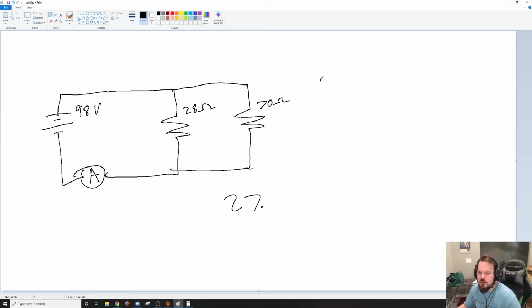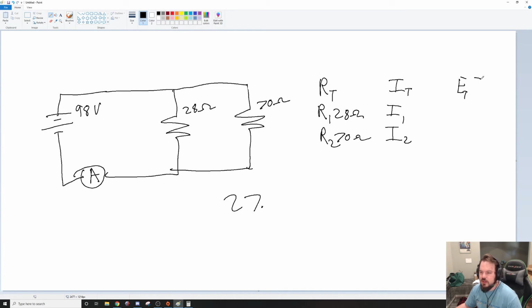So, let's do our chart. Our total, R1, R2. 28 ohms and 70 ohms. I total, I1, I2. Don't know any of those. The total is 98. And since it's a parallel circuit, voltages stay the same. So E1 is 98 volts and E2 is 98 volts.